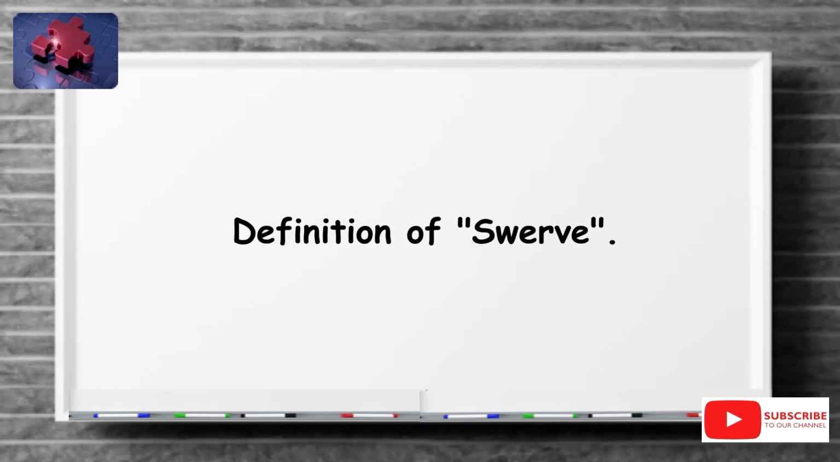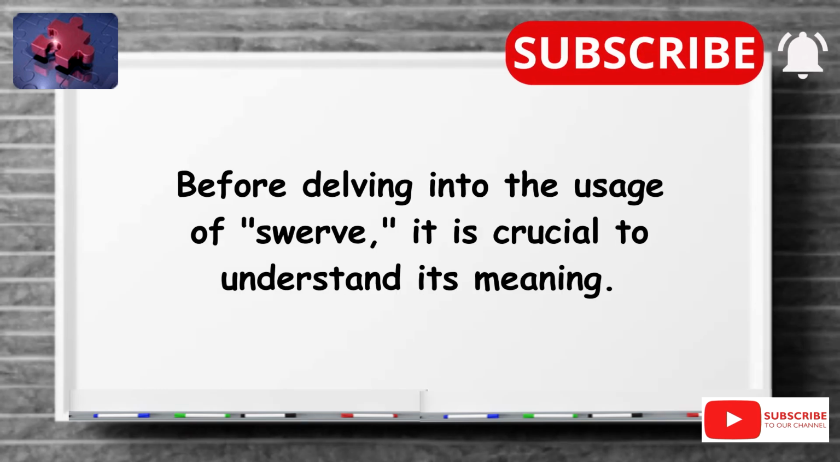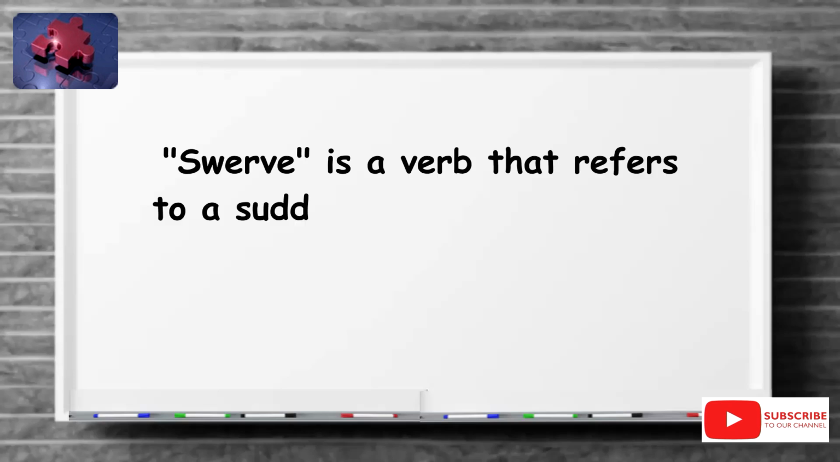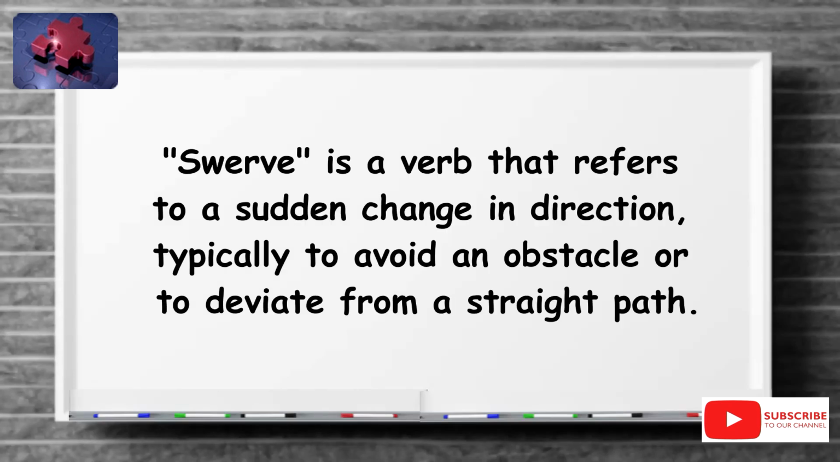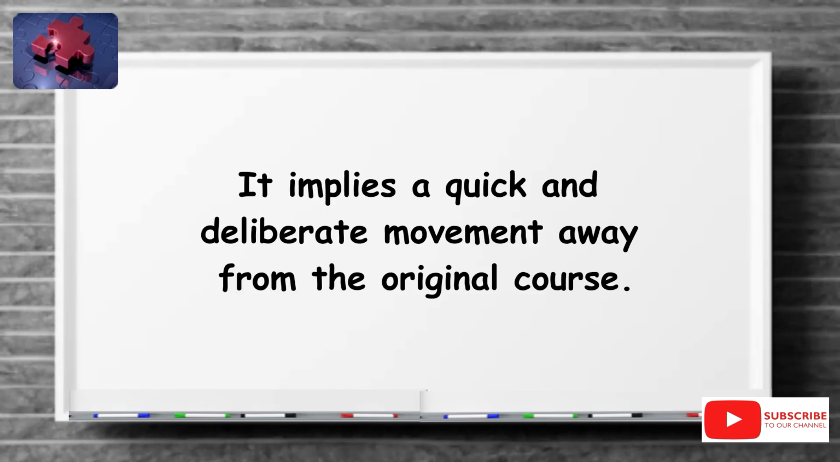Definition of swerve. Before delving into the usage of swerve, it is crucial to understand its meaning. Swerve is a verb that refers to a sudden change in direction, typically to avoid an obstacle or to deviate from a straight path. It implies a quick and deliberate movement away from the original course.